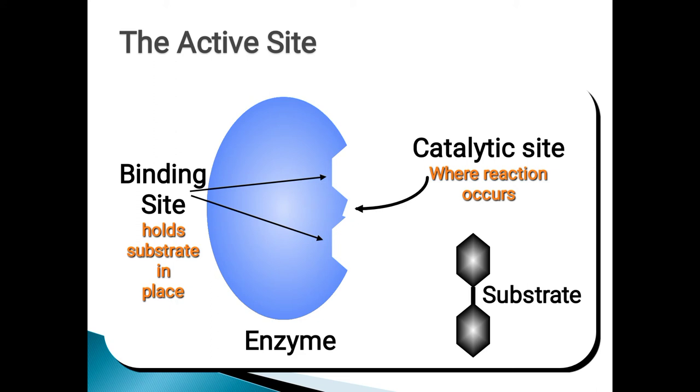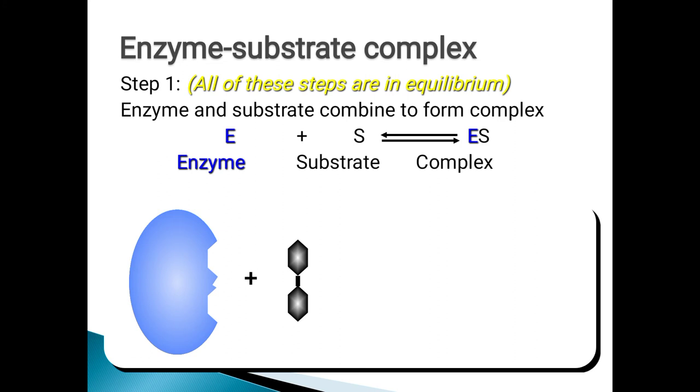The enzyme attracts the substrate, which is fixed onto the enzyme, and the enzyme holds the substrate in this place, called the catalytic site or active site, where the reaction occurs. After the substrate is fixed to the enzyme, the enzyme-substrate complex is formed. All these steps are in equilibrium. Enzyme and substrate combine to form the complex: enzyme plus substrate gives the enzyme-substrate complex.